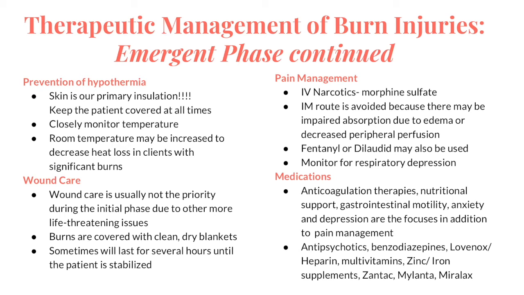Wound care is usually not the priority during this initial phase due to other more life-threatening issues that become the priorities. In the meantime, burns are covered with clean, dry blankets, and sometimes this will last several hours until the patient is stabilized. For pain management, IV narcotics are usually administered, including morphine sulfate, fentanyl, or Dilaudid. The IM route is usually avoided because there may be impaired absorption due to edema or decreased peripheral perfusion.